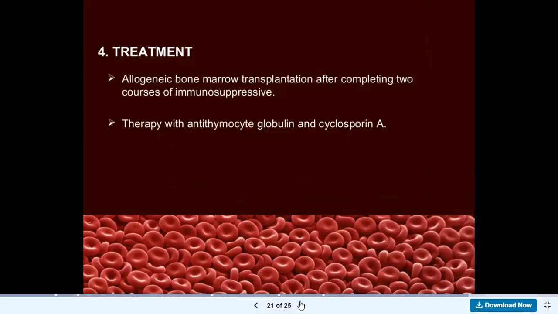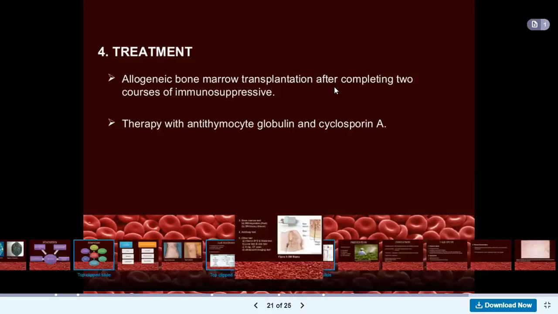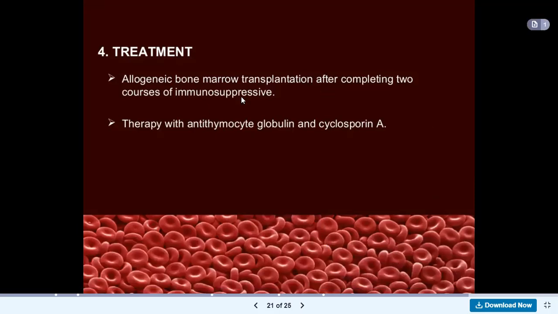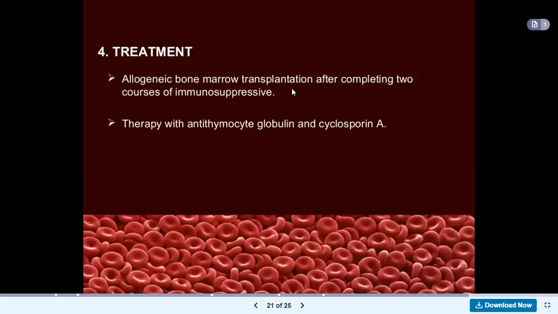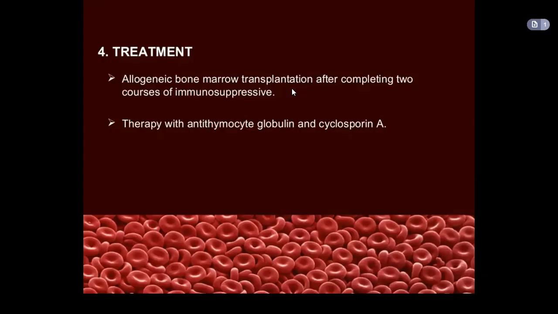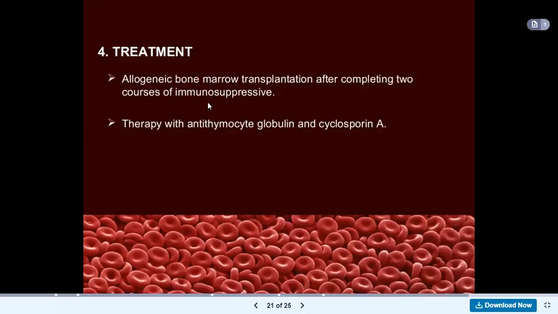We have to do a bone marrow transplantation, first. But before we do that transplantation, we have to complete 2 courses of immunosuppressive therapy. So the patient has to take drugs that can suppress his immunity, because if you do not suppress the immunity of the patient first and you do a bone marrow transplant, it's like you are taking another bone marrow and putting it inside this patient. So the patient's immune system will try to destroy that new bone marrow, right?